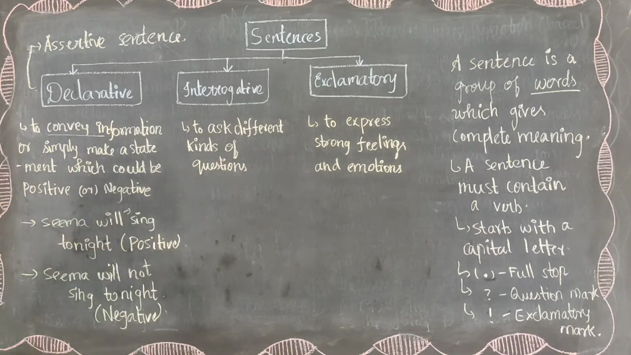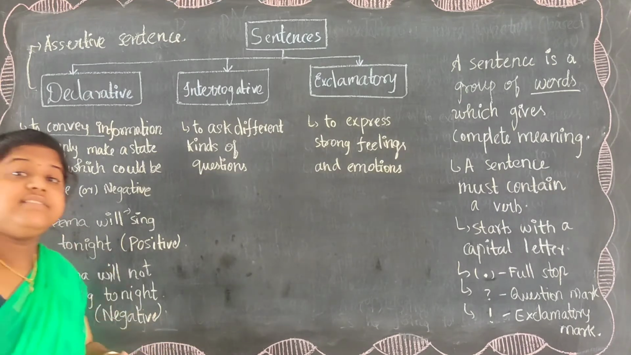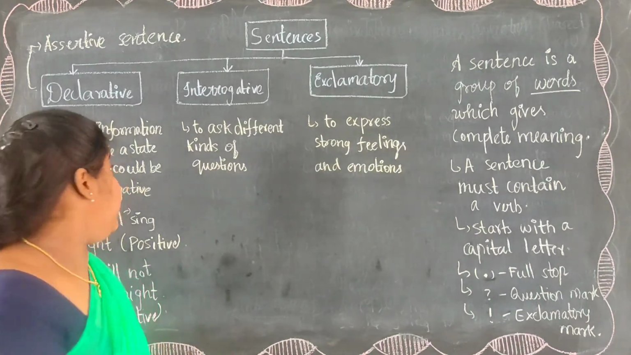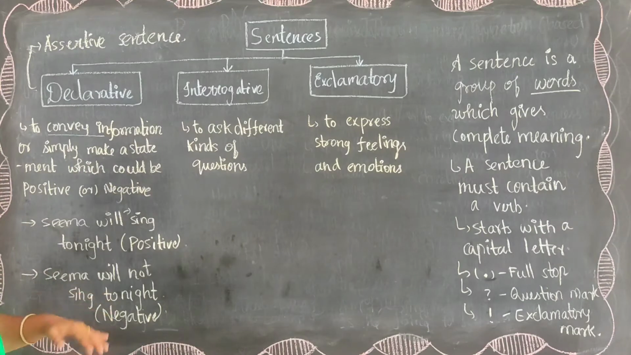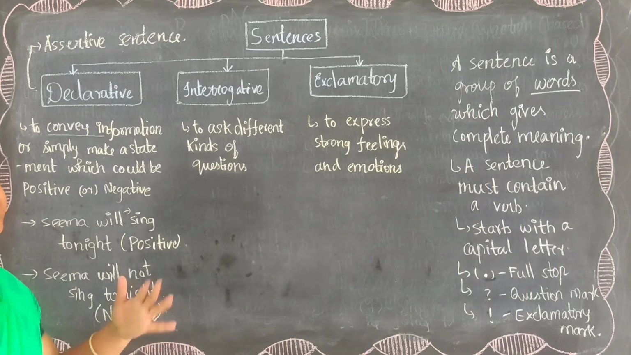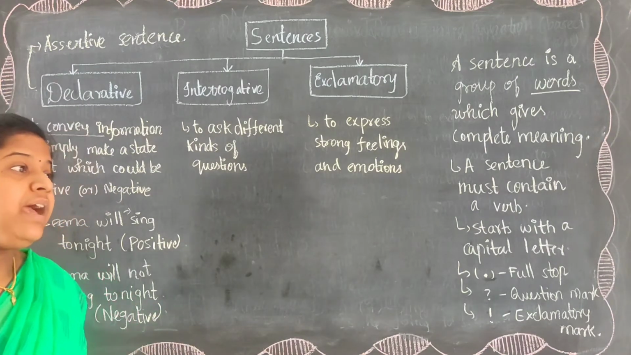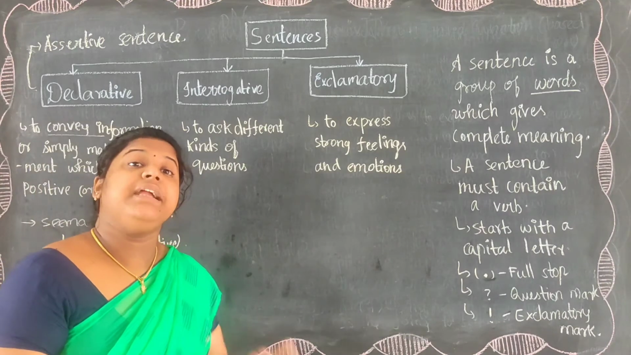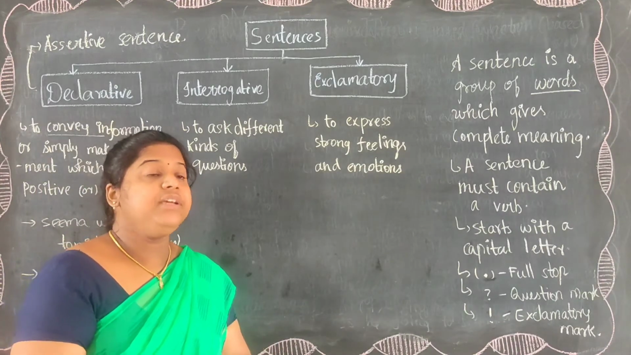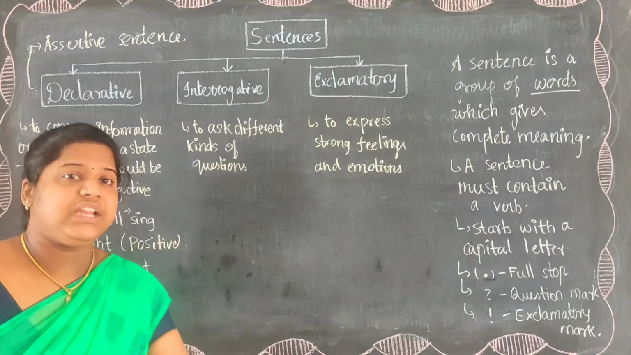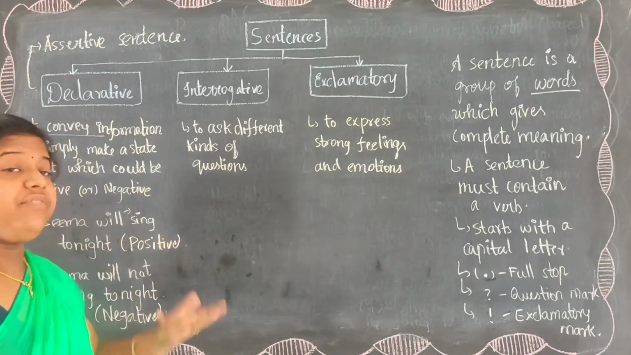Okay, so let's have a question. What is a declarative sentence? A declarative sentence conveys information, or else it simply makes a statement, which could be positive or negative. Okay, clear? For example, the news reporter said that it might rain today. This is conveying information, right? So someone is conveying information.